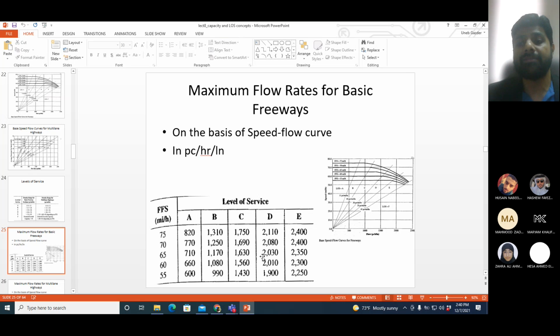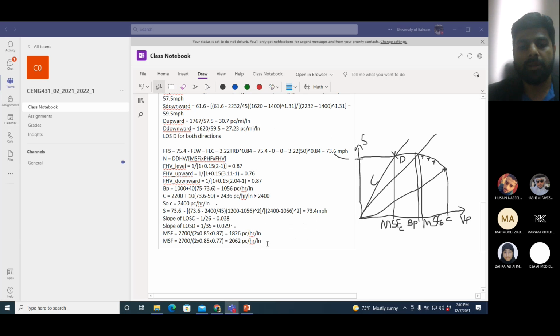The only thing which I need to do is, these flow rates are in passenger cars per hour per lane. The flow rates given in this table are in passenger cars per hour per lane, but the volume is in vehicles per hour. So I need to do some conversion. This is what we will do just now. Speed given is 65 miles per hour.